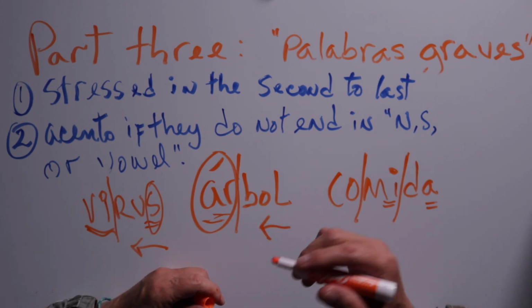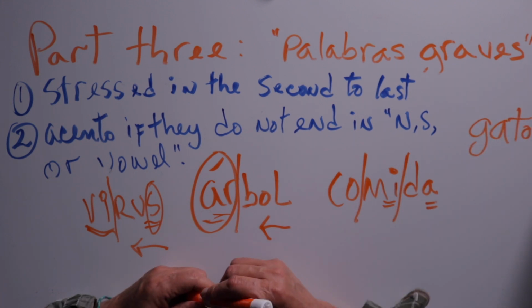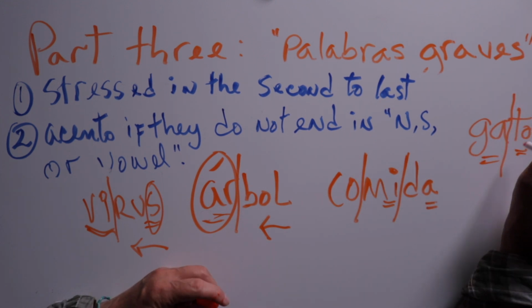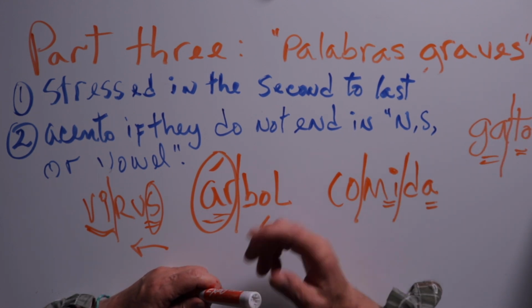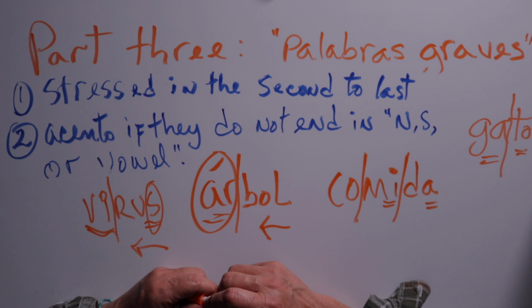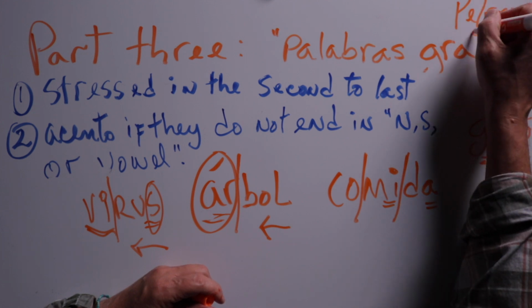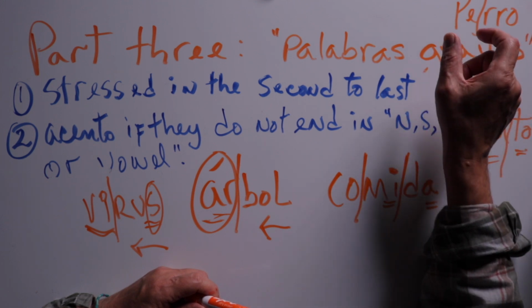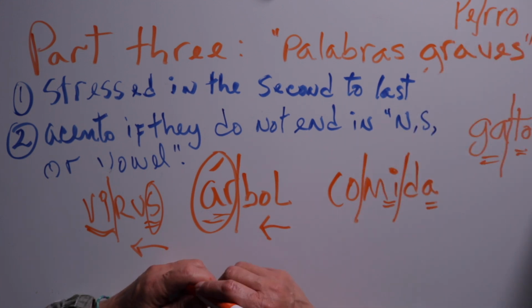I will give you other examples, especially if you love pets. Let's use the word gato. Gato is a cat, right? To is the last syllable, ga is the second to last. So this is a grave word as well, because ga is the stressed syllable. But because it's ending in a vowel, I cannot write down the acento. What if I give you perro? Dog. Same thing. Pe is the stressed syllable and is the second to last. I do not write down the acento because it's ending in O.